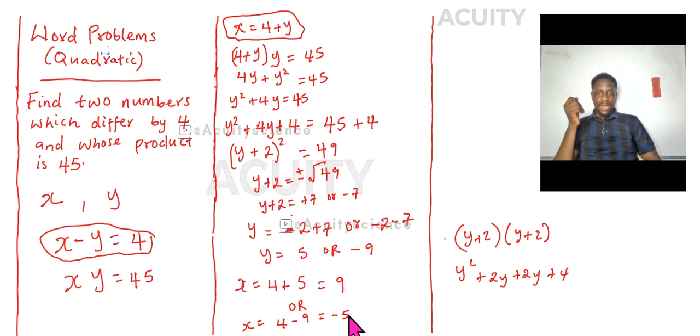Looking at this one, minus 5 for x, minus 9 for y. Look at that. Minus 5 minus minus 9 is minus 5 plus 9, which is still 4. Of course, x must come before y, the way we arranged it, so it's still correct. Now minus 9 times minus 5, which is the same as 9 times 5, is still 45. All right, super easy.